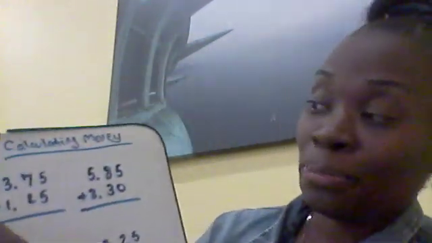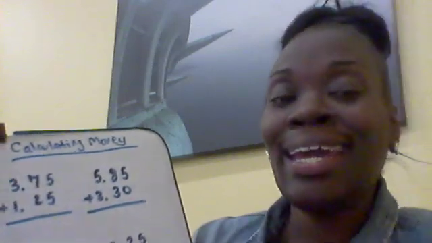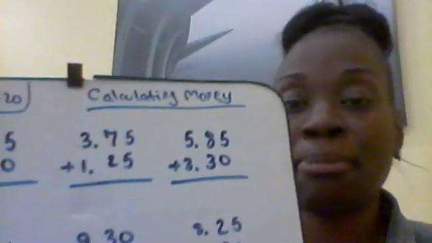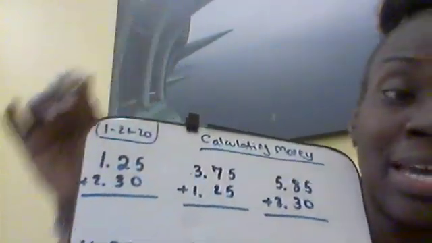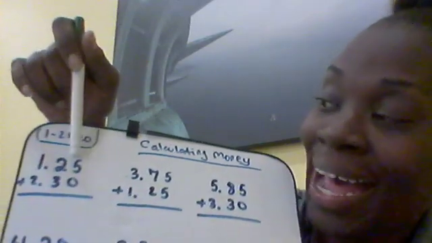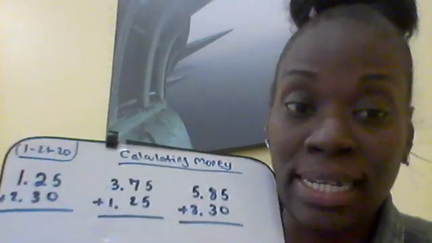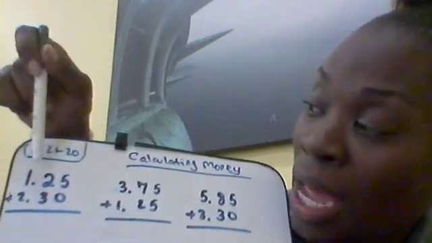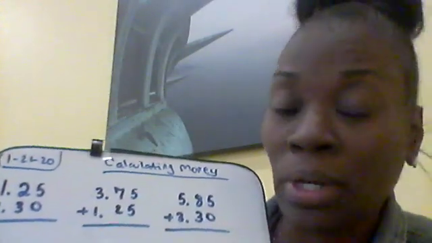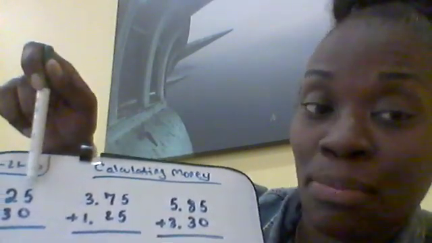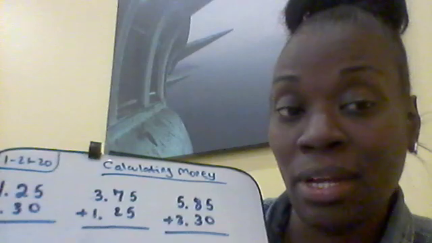Okay, so when you look at a number and it's a decimal, anything that's in front of the decimal is a whole number. Anything that is behind the decimal is a fraction of a number. In front of the decimal is a whole number. Behind the decimal is a fraction of a number.